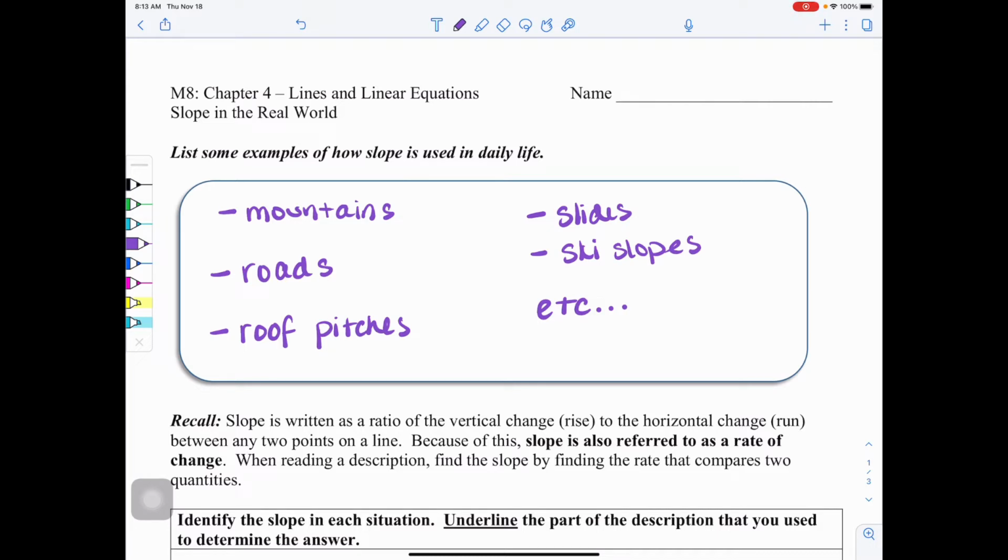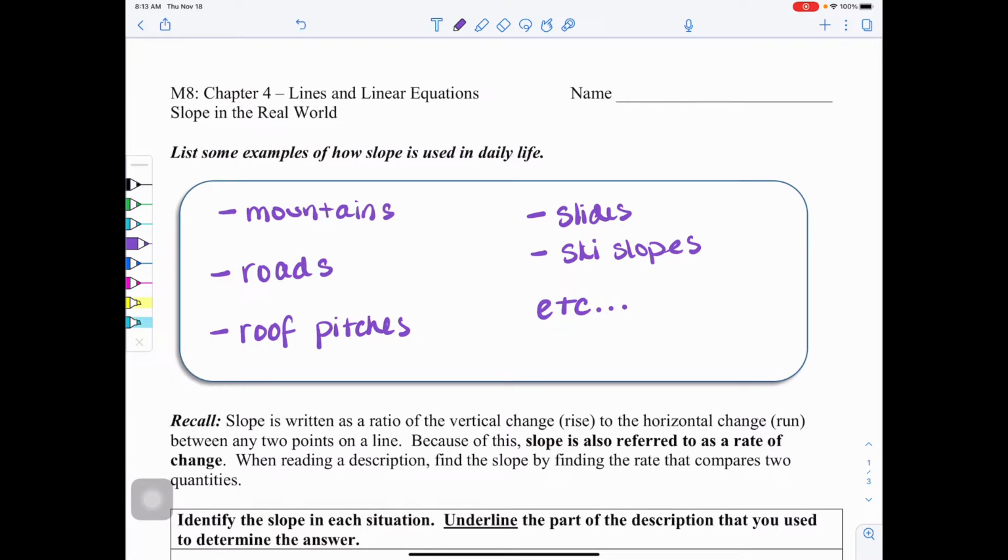Mountains, we know we have uphill and downhill. Roads, driving up a hill, down a hill on the roads when you're out there. Roof pitches, if you actually look at the top of the roof, there's an incline or a decline depending on how you're looking at it. Slides, think about going to the park. If you're a skier, the ski slopes. And I'm sure there are other examples that you have come up with as well.